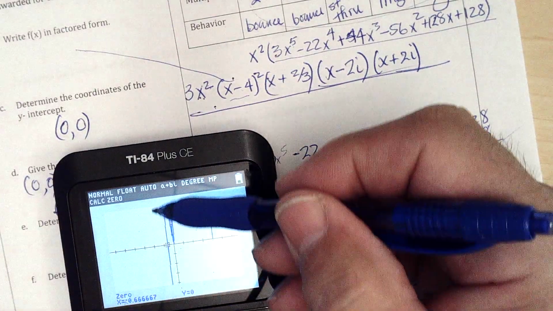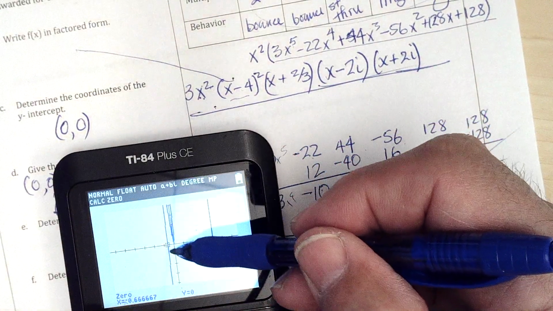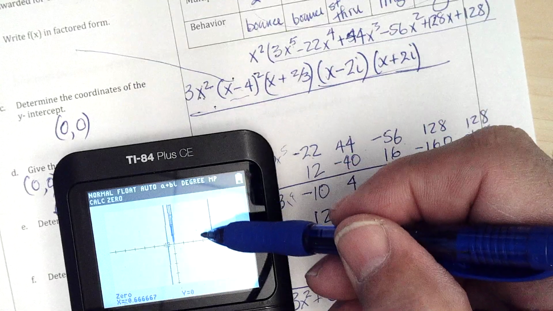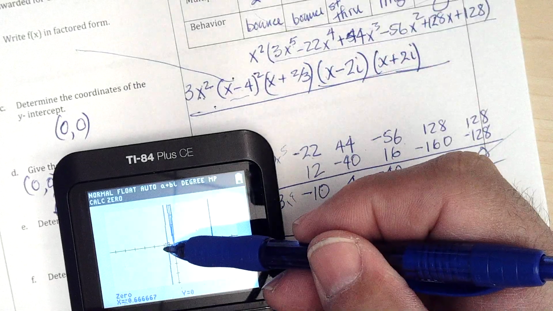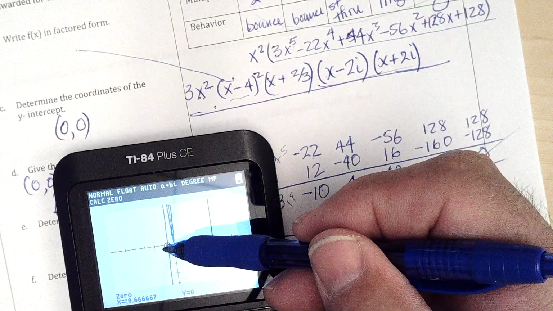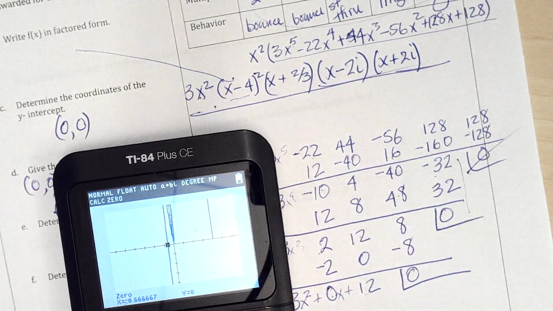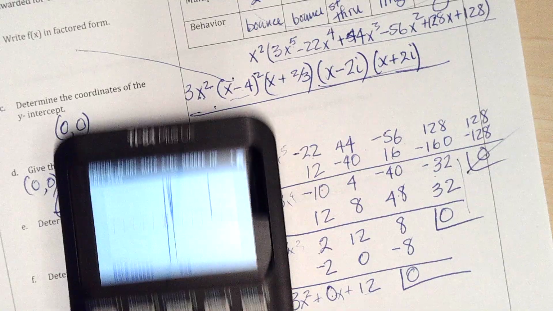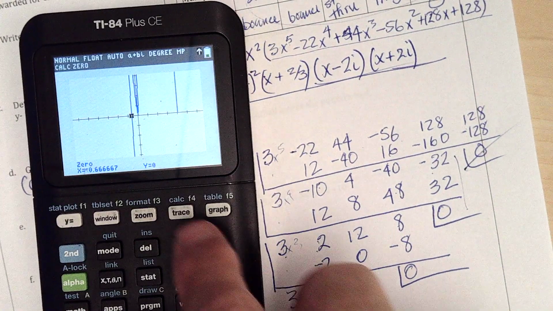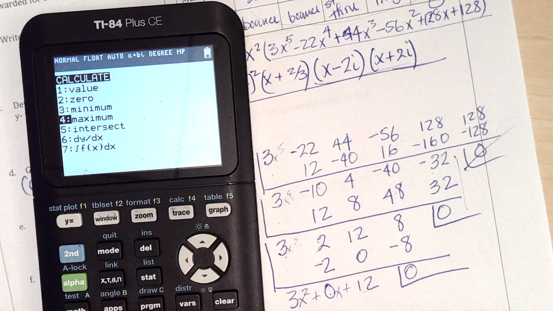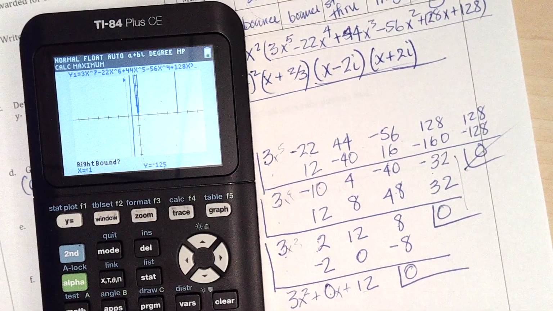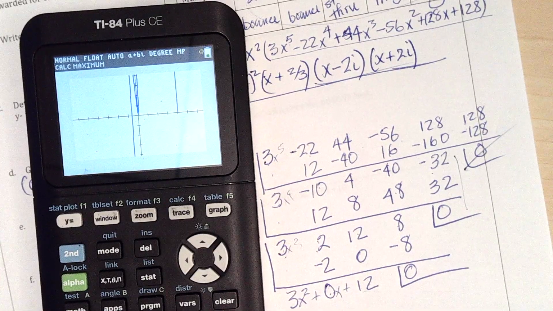Well, if it starts down there, it goes up and hits a max, goes down, goes up and hits a max, comes down, and then goes on up. So there's a max somewhere between negative 2/3 and 0. So I'm going to go second, calculate the maximum. That's between negative 1 and 0, and I'm going to guess at negative 0.5. I don't have to be exact, just close.